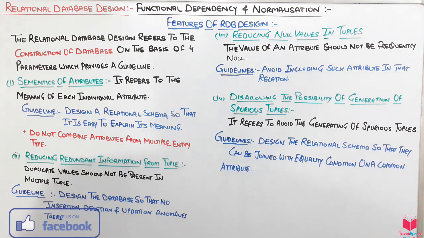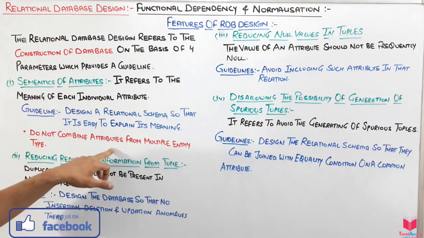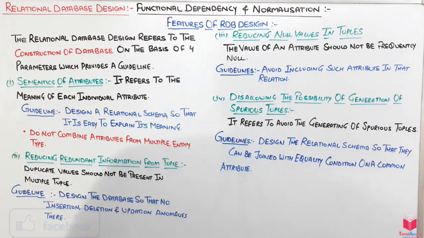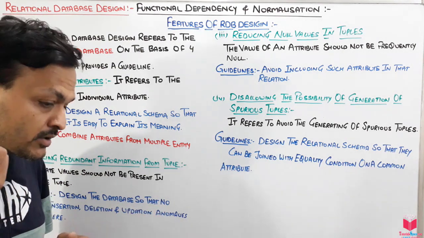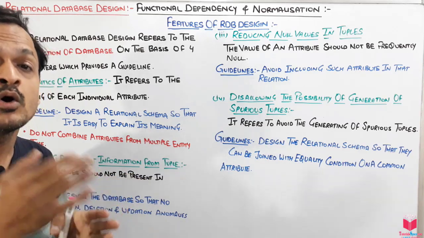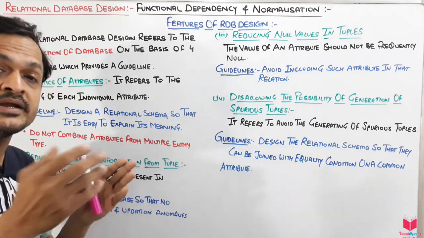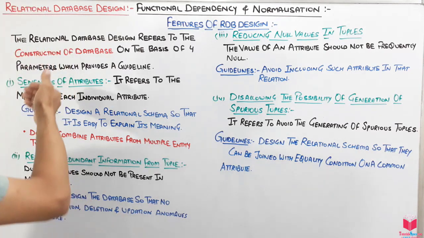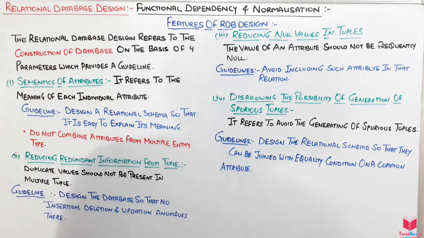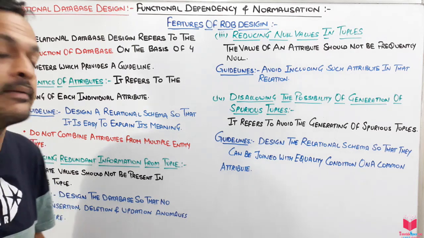Our main point is: do not combine attributes from multiple entity types. That means we should not combine many column names into one column, or combine many attributes from many tables, because it will create a problem of semantics. It will not give a meaningful name.